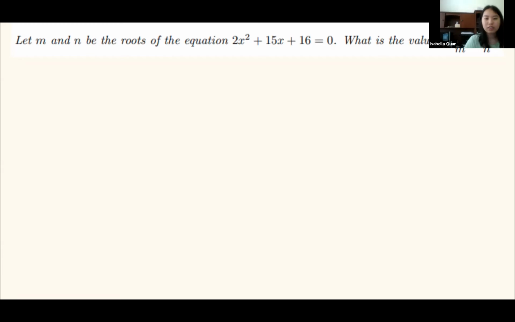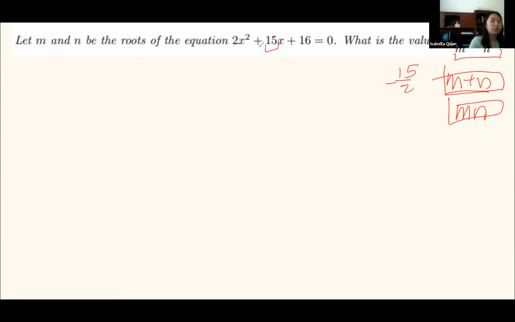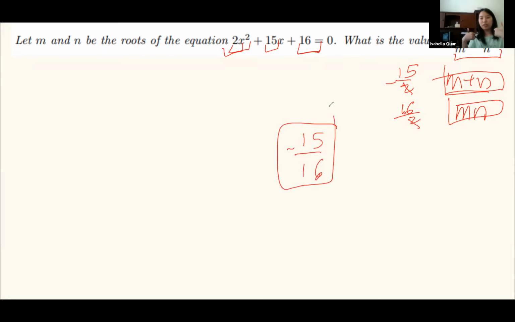Thanks. Seeing a lot of right answers. If you put negative 15 over 16, you're correct. Let's go over this. You can just write it as (m plus n) over mn, which is very convenient because we can find these really easily. m plus n is negative 15 over 2. This is negative b over a. Remember the negative part, don't forget the negative. mn is 16 over 2, which is 8, but we'll keep it as 16 over 2 because the 2's cross out. So it's going to be negative 15 over 16. Perfecto. Pretty easy question.